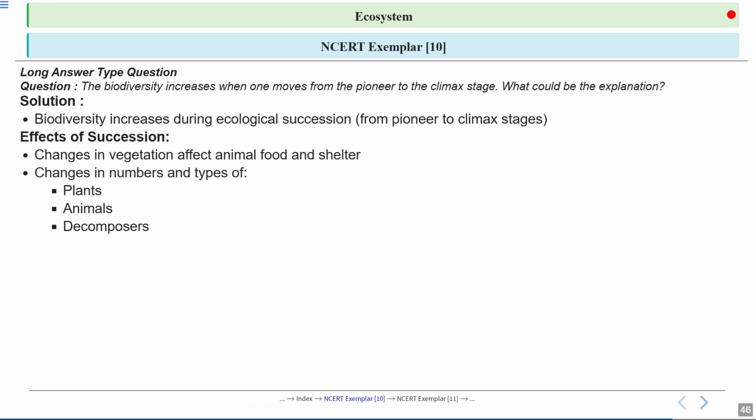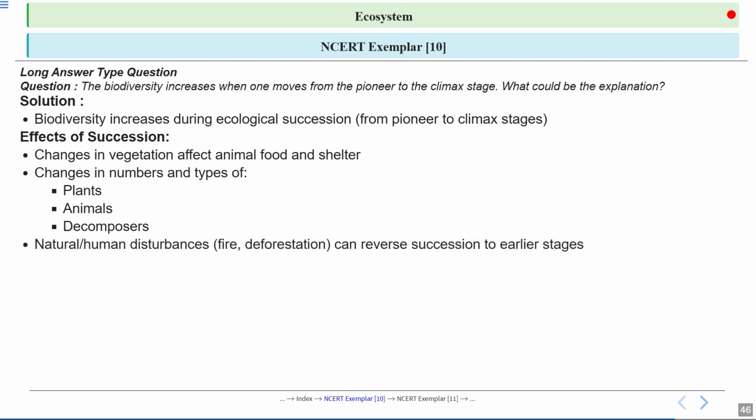Changes in vegetation not only provide new food sources, but also create new shelters for animals. So this leads to change in the numbers and types of plants, animals, and decomposers. Now consider how natural or human disturbances such as fire or deforestation can set back succession to earlier stages. This is important because it shows how fragile ecosystems can be and how they can be reset, impacting biodiversity.